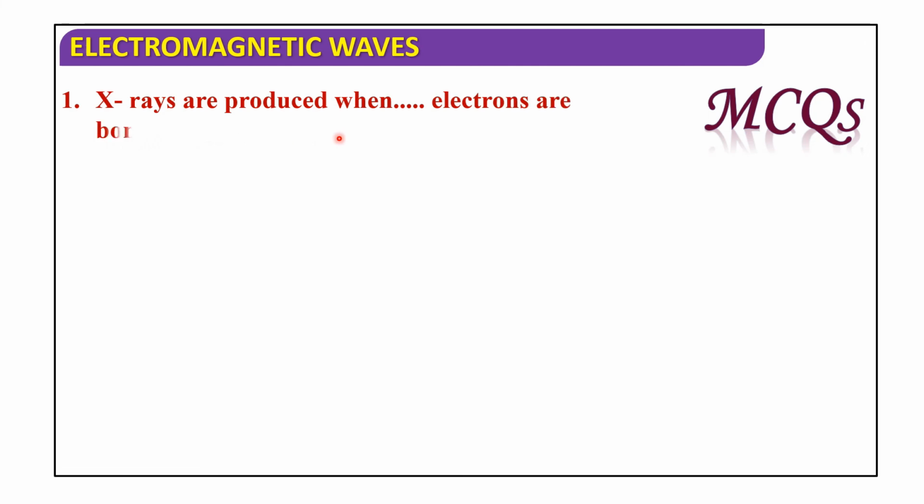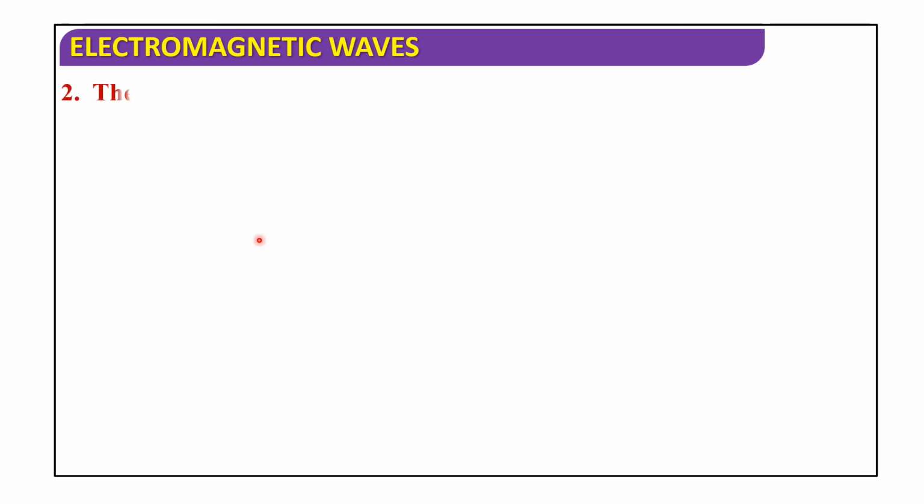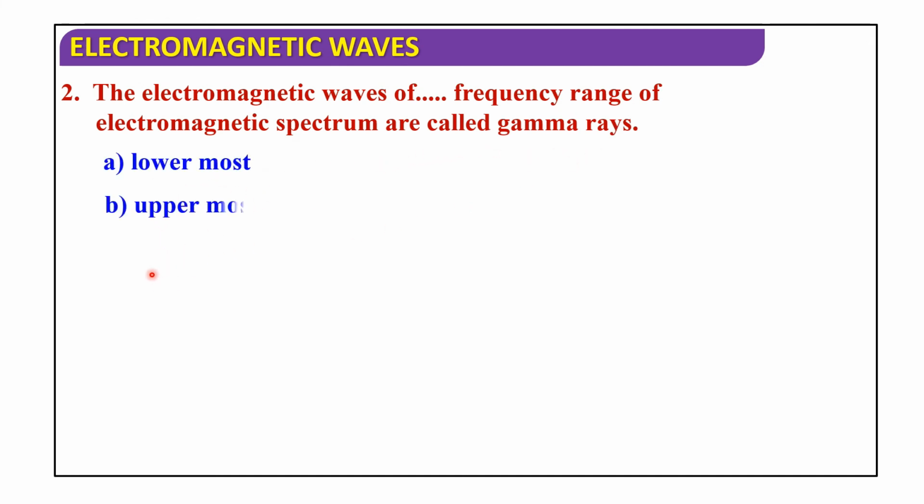X-rays are produced when dash electrons are bombarded with a metal target: low energy, high energetic, low momentum, none of these. X-rays are produced when high energetic electrons are bombarded with a metal target. So the answer is highly energetic. Next one. The electromagnetic waves of dash frequency range of electromagnetic spectrum are called gamma rays: lowermost, uppermost, visible, none of these. The electromagnetic waves of uppermost frequency range of electromagnetic spectrum are called gamma rays.